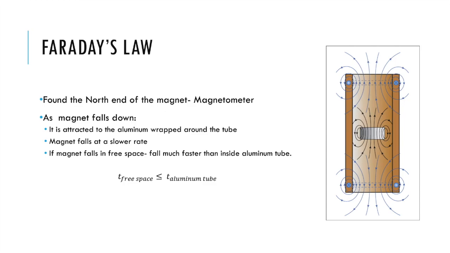For the first part, we found the north end of the magnet, and as the magnet falls down, we notice how it's attracted to the aluminum wrapped around the tube. This causes the magnet to fall at a slower rate. If the magnet falls in free space, it would fall much faster than inside the aluminum tube. So the time in free space is less than the time to fall inside the aluminum tube.